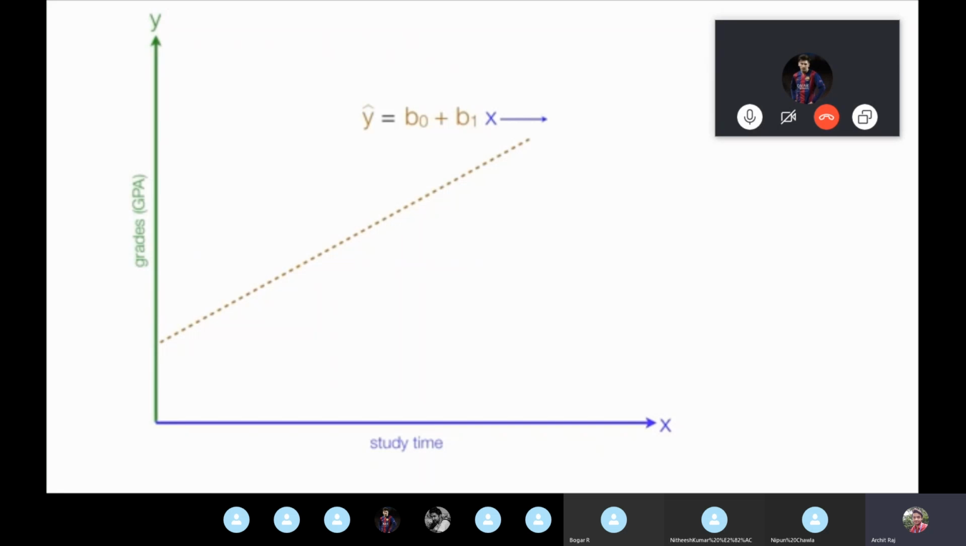Now this particular equation is completely similar to the linear algebra that you studied, which is y is equal to mx plus c. This is similar, y is equal to b0 plus b1x, where b0 is the intercept, and b1 is the slope of the line. Now x is the study time, or the independent variable that we're providing. b0 is the y-intercept and b1 is the slope of the line. What we're going to do is try to find this exact line, like what will be the values of b0 and b1.